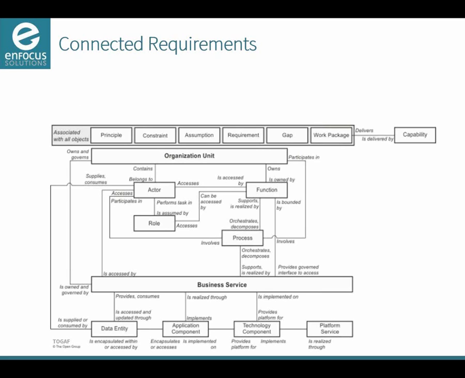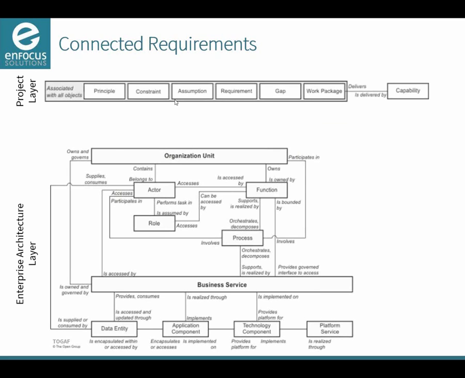That way you can see the full deck of what I was talking about while we were in the quiet zone. So connected requirements, and this is from TOGAF, is really all about linking together the project layer and the architecture. This is much more aligned with how an enterprise architect looks at an organization or brings together capabilities across the organization. The enterprise architecture layer, that bottom piece, which is actor, role, function, process, tends to get disconnected from the project layer, principle, constraint, assumption, which is delivering a capability.